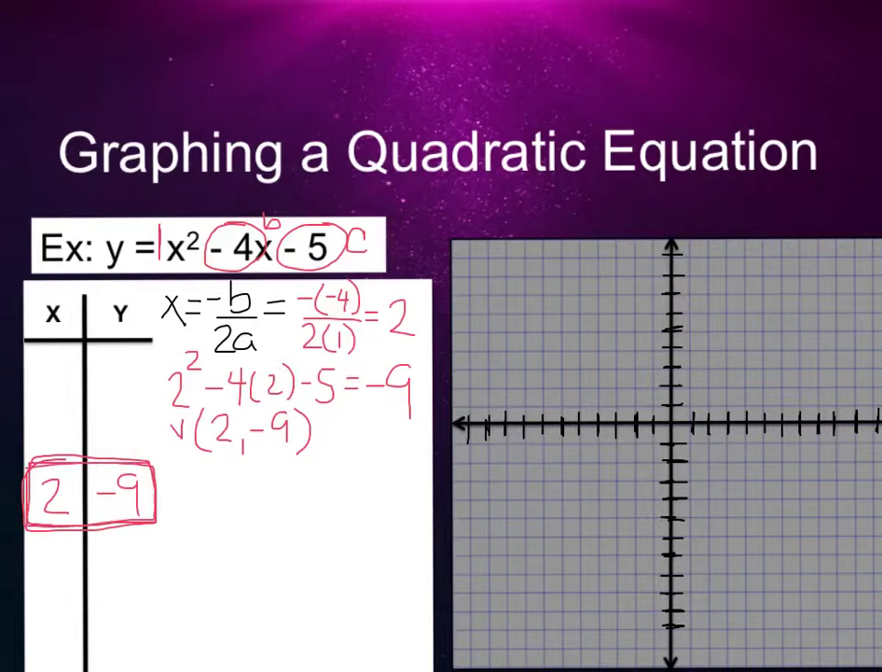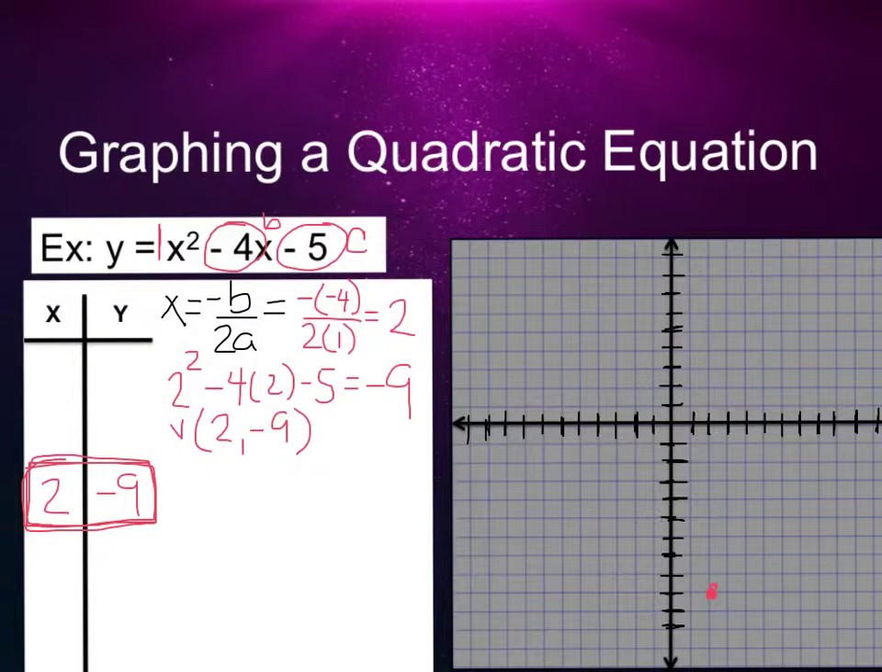And I can begin graphing now. And this is all part of step 1. So we're going to graph the point 2, negative 9. So 2, then 1, 2, 3, 4, 5, 6, 7, 8, 9. Just right here.